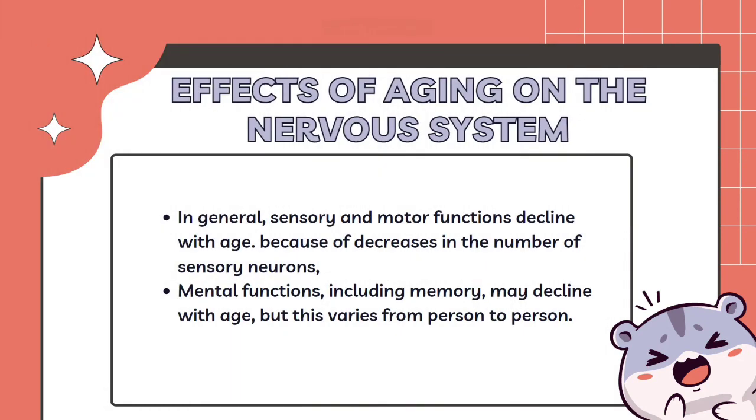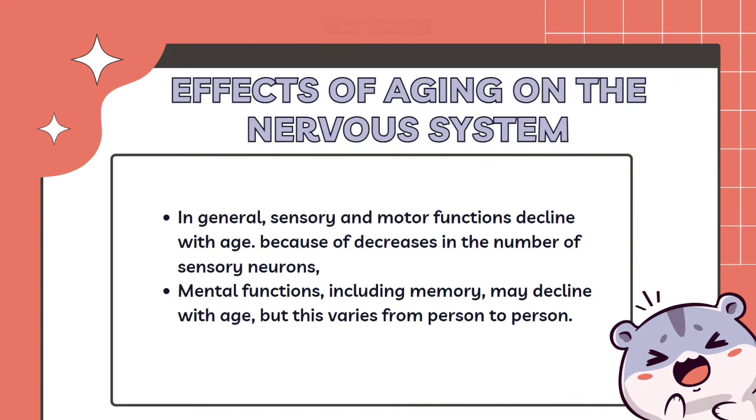The effects of aging on the nervous system. In general, sensory and motor functions decline with age because of the decrease in the number of sensory neurons. Mental function, including memory, may decline with age, but this varies from person to person. A decrease in the sense of position of the limbs and joints can affect balance and coordination. Information about the position, tension, and length of tendons and muscles also decreases further, reducing the sense of movement, posture, and position, as well as the control and coordination of movements.